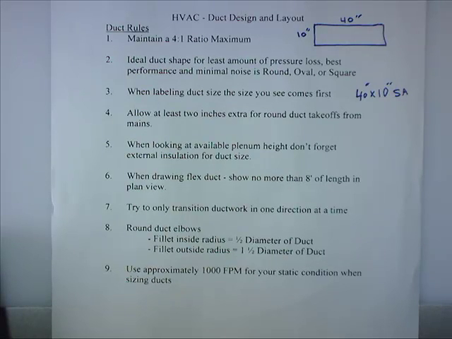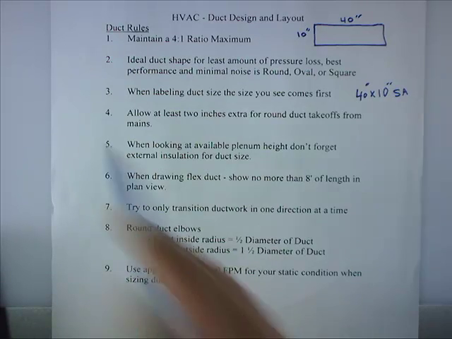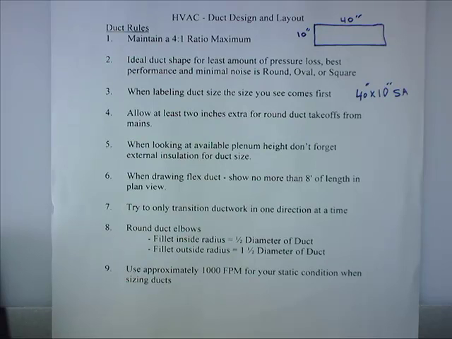If I had a 10 by 40 supply air duct, that would mean that it's 10 inches wide and 40 inches high, if I'm looking at it in plan view. Most of the time, for HVAC plans, you're looking at ductwork in plan view. Sometimes we'll do some sections or some details, and you have to keep this number 3 in mind whenever you do that. Alright, the next thing, allow at least 2 inches extra for round duct takeoffs from mains.